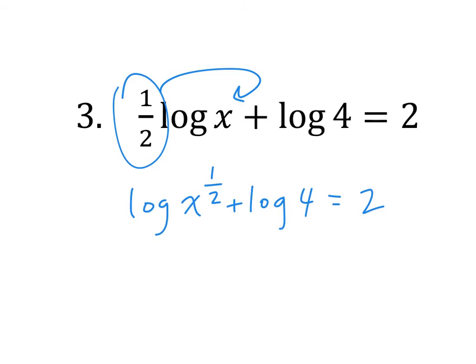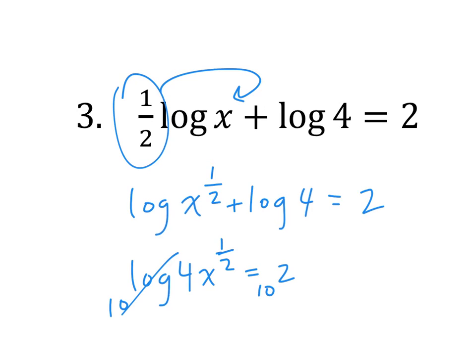I think you guys know how to solve this. How do you combine? So the two logs have the same base, so what can I do when there's a plus sign in between? Multiply, yeah. So log 4x to the 1/2 equals 2. And then how do I get rid of this log? Yeah, raise it by 10.